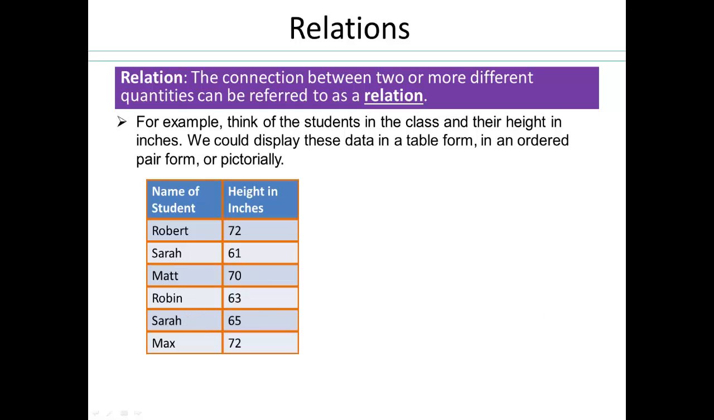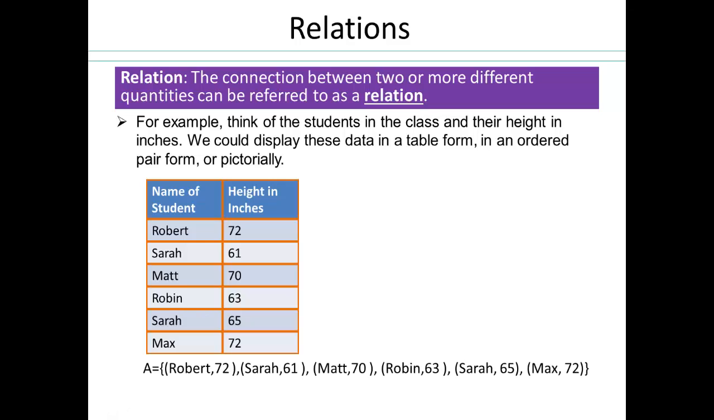We can also record our information in ordered pairs. This is called the set notation. A is the collection of all pairs of data that we have here. So Robert is 72 inches, that's the first pair. Sarah, 61 inches is the second, and so on. So we can list them as separate pairs in a set notation in this form. It means that when the input is Robert, height is 72. When the input is Matt, height is 70.